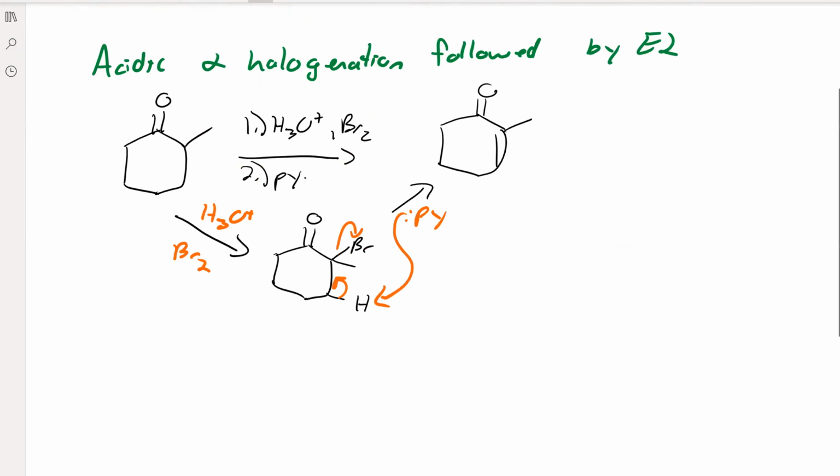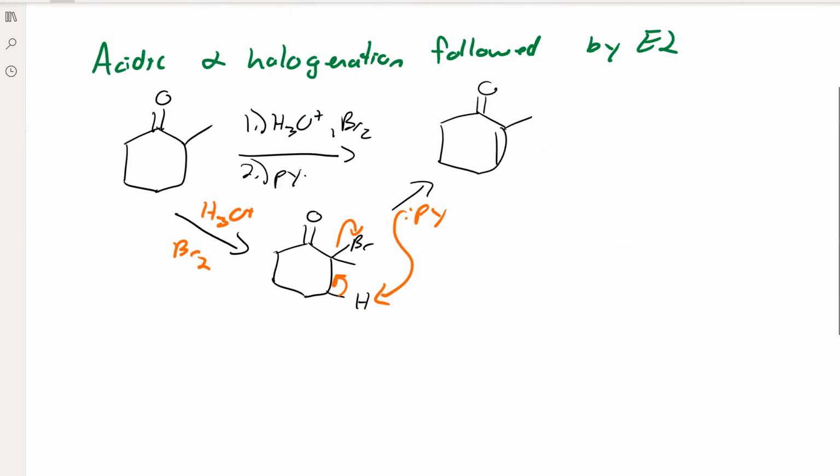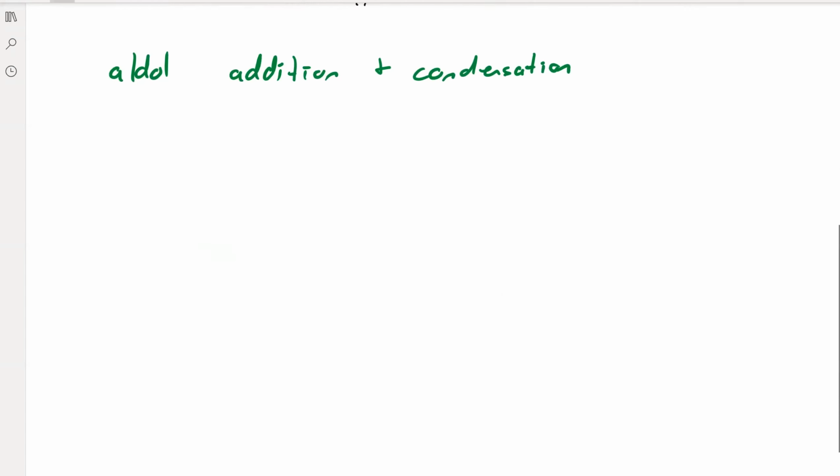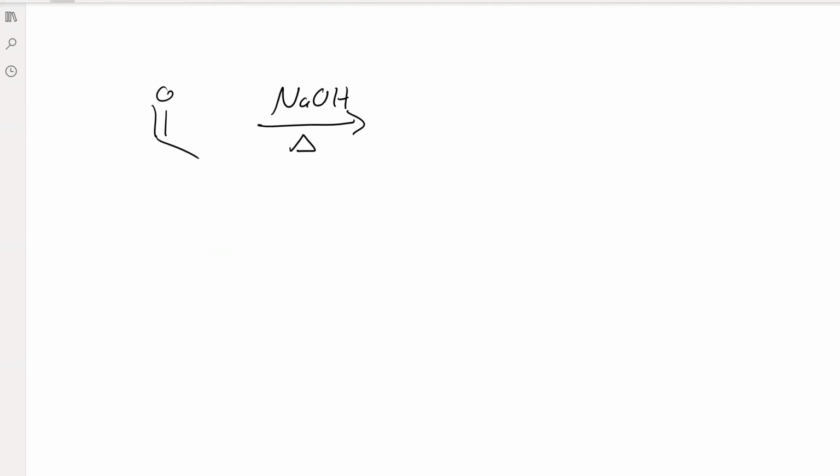The other main way we have to form these alpha beta unsaturated carbonyls is our aldol addition, followed by the aldol condensation. Oftentimes, you'll hear the whole reaction being called an aldol condensation. So what we have here are some kind of aldehyde or ketone. We add some sort of base, and depending on what your product is, you may or may not need to heat it to do the condensation part.